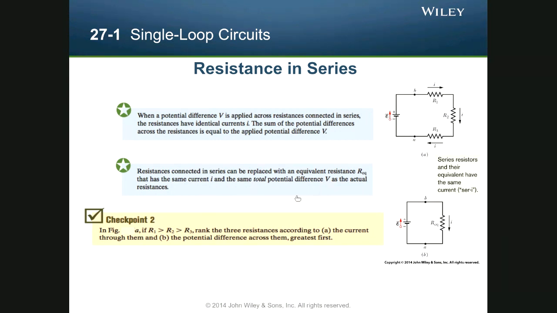All right. So I want to do a checkpoint to see how we're doing here. I like this one. So in the figure here, this one, right? R1 is bigger than R2 is bigger than R3. We want to rank the three resistances according to the current through them and the potential difference across them, with the greatest first. Take some time and try and answer that one.